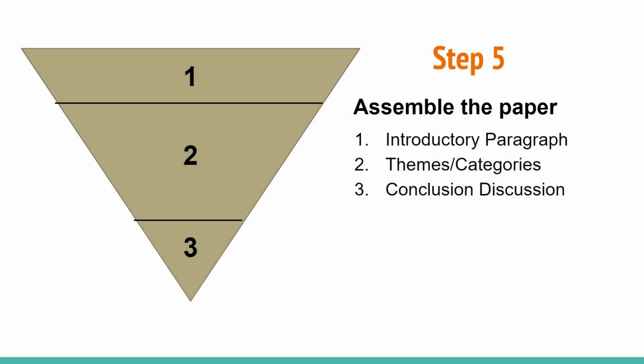Finally, it's time to assemble our paper. The model that I use is an upside down triangle, with the point down, because this is how I like to think about writing a literature review. You may have learned a different method. You should use whatever method is going to help you to be the most successful.